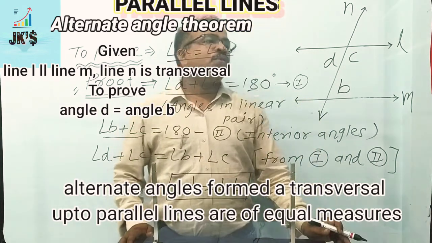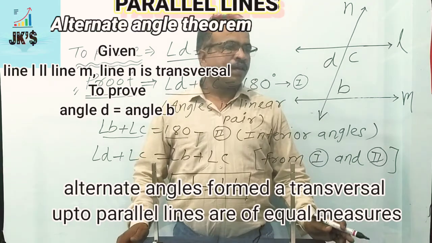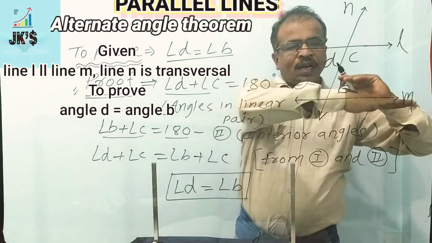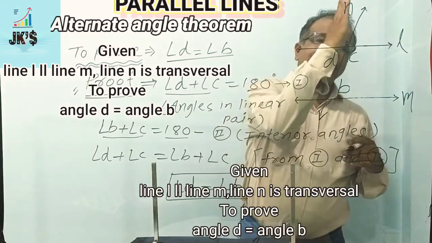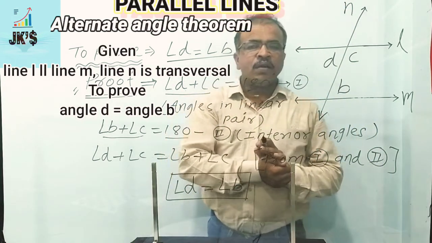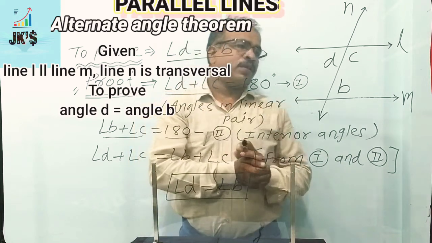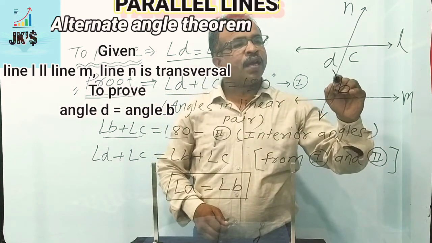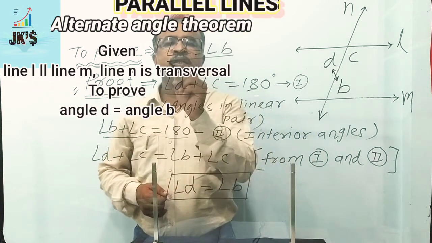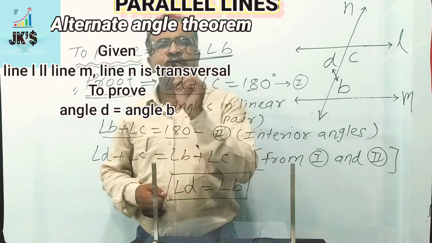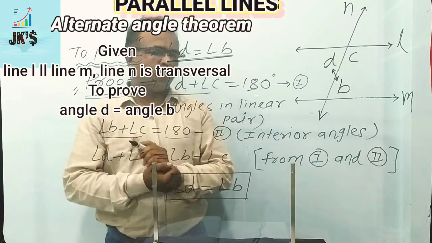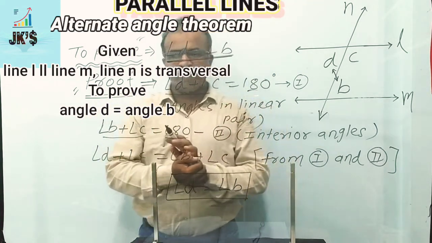Okay, so what is to prove? Given is clear now. These two lines, line L and line M, are parallel and line N is their transversal. So we have to prove the alternate angles are of same measure. Here angle B and angle D are a pair of alternate angles. So we have to prove angle D equals angle B. This is our to prove.